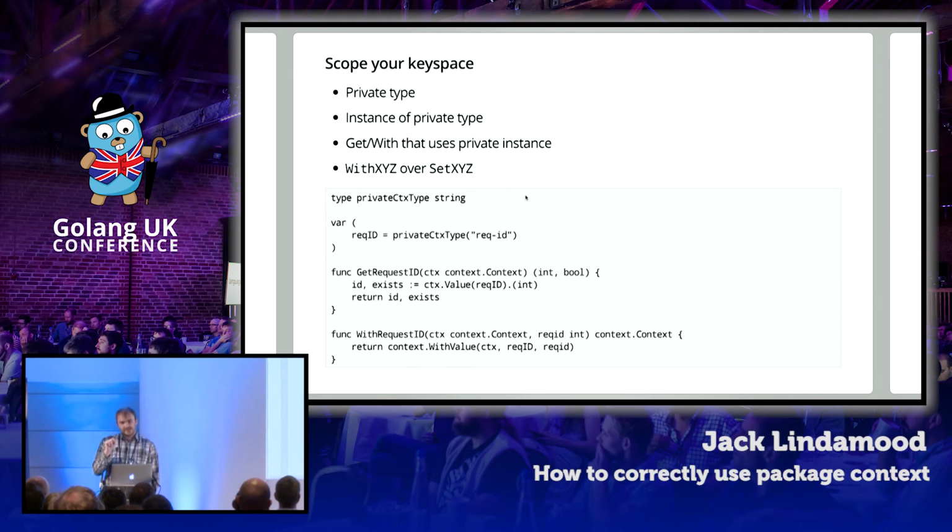I call them with rather than set, and the reason for that is context is supposed to be immutable, right? If you use the word set, it implies not immutable. But if you use the word with, it implies, oh, it's making a context with this thing rather than setting something on a context. As an example, you have a request ID, and you can either get it from the context or create a context that has that request ID in it.